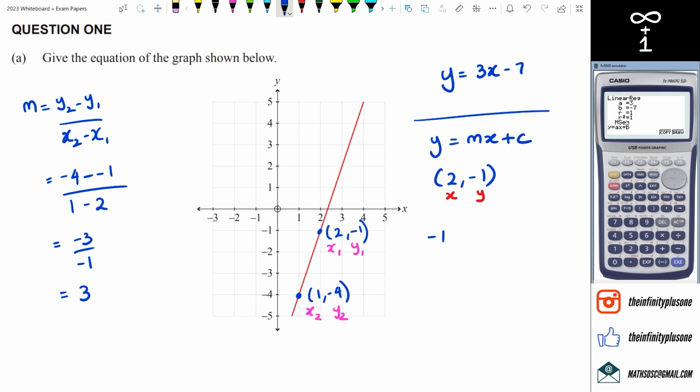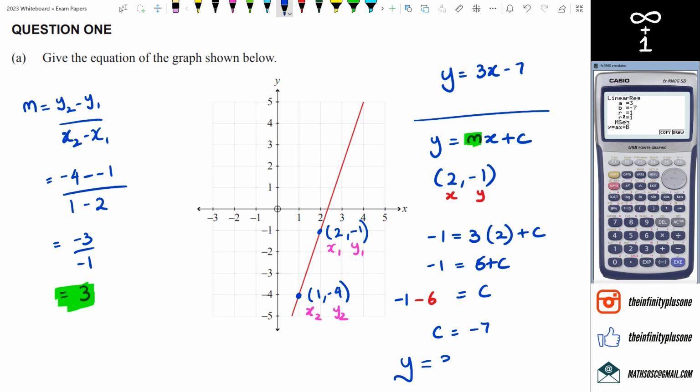So we're going to get -1 is equal to, remember that m, which is the gradient, is equal to 3, so we've got 3 times x, which happens to be 2, plus c. So we've got -1 equals 6 plus c. Rearranging this, we get c is equal to -1 minus 6. Or in other words, c is equal to -7. And so our equation is y equals 3x minus 7. And this is pretty much what we got with the graphics calculator as well.